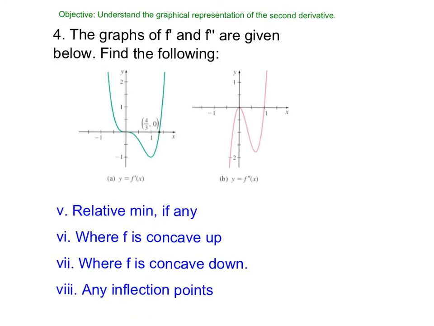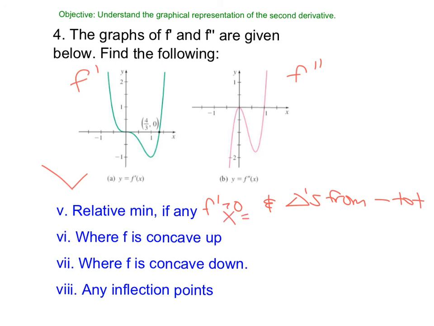Right, same set of problems, we just have some more questions. So again, f prime, f double prime. Does f have a relative min? So this is where f prime equals 0 and changes from minus to plus, right? Because a negative slope to a positive slope gives you a minimum, and that's happening at x equals 4/3.